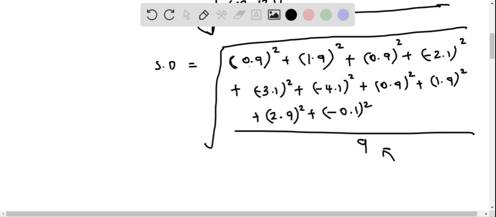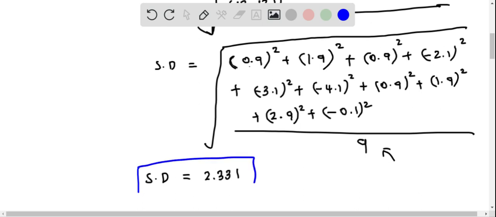Now we can plug this into the calculator and find the sum of the squares, divide by 9, and then finally we take the square root. And when you do that, we get the standard deviation approximately equal to 2.331. So this is the standard deviation of the given data set.